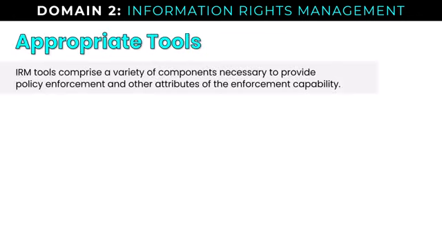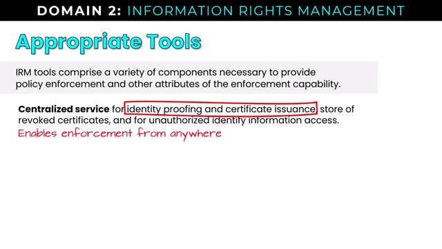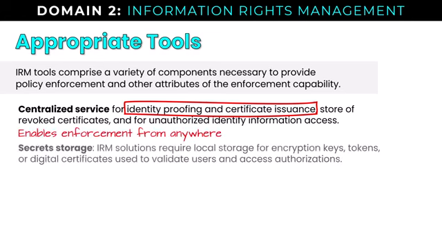Appropriate tools. So IRM tools comprise a variety of components necessary to provide policy enforcement and other supporting attributes of that enforcement capability. So a centralized service is one for identity proofing, certificate issuance, store of revoked certificates and access, and for unauthorized identity information access. This enables enforcement from anywhere.